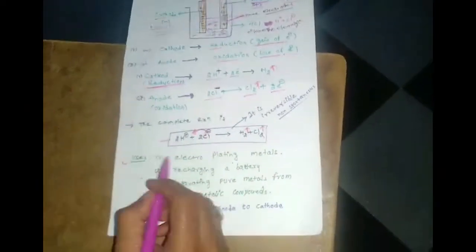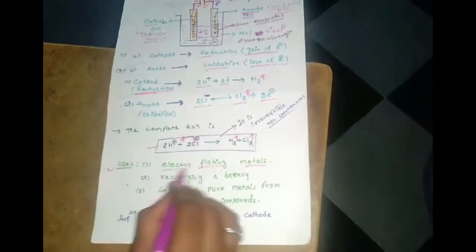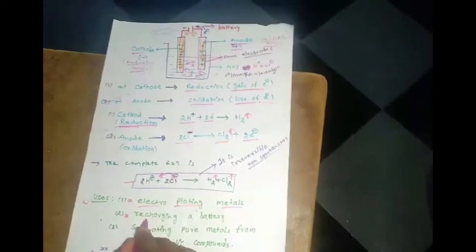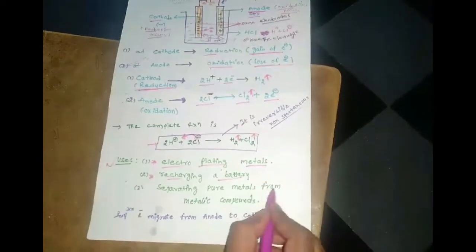Now, what is the use of the electrolytic cell? The electrolytic cell is used for plating of metals, electroplating of metals, and recharging a battery. So electrical energy is converted to chemical energy. That is the example of a battery. It is also used for separating pure metals from metallic compounds. Which particles migrate? Only electrons migrate from the anode to the cathode.